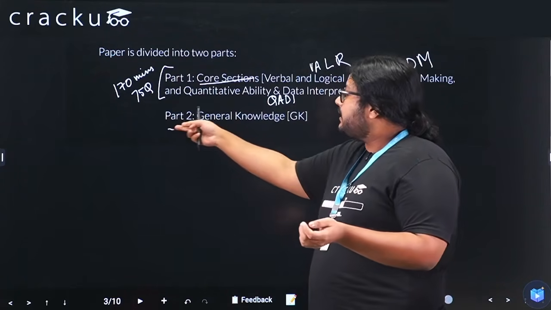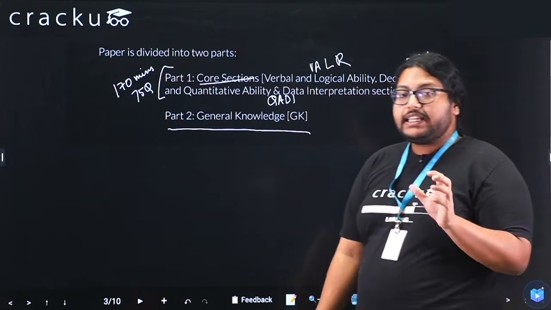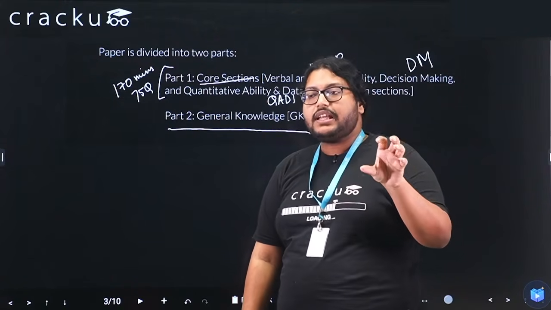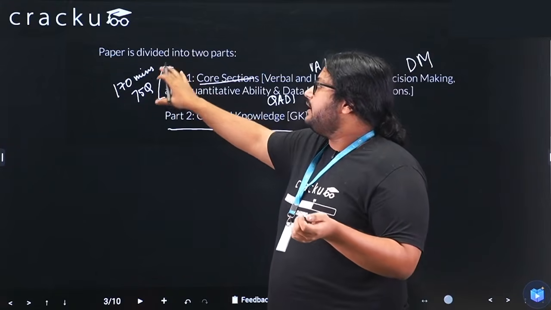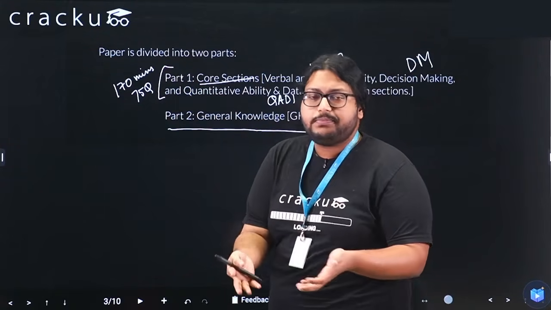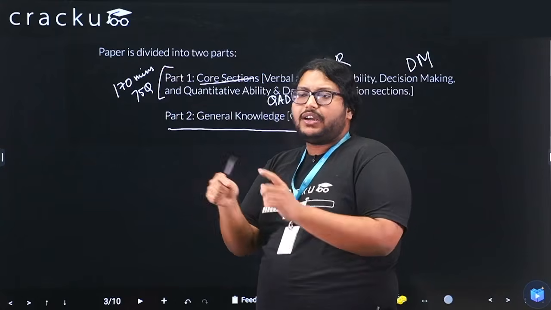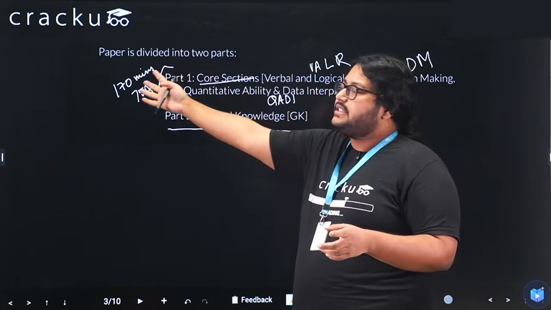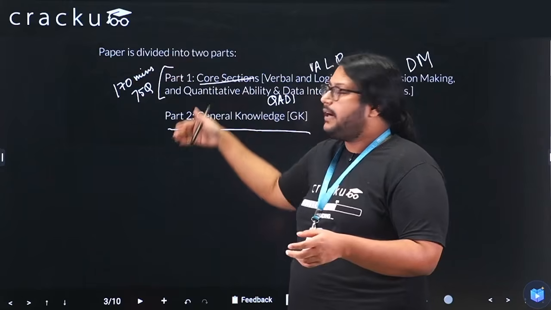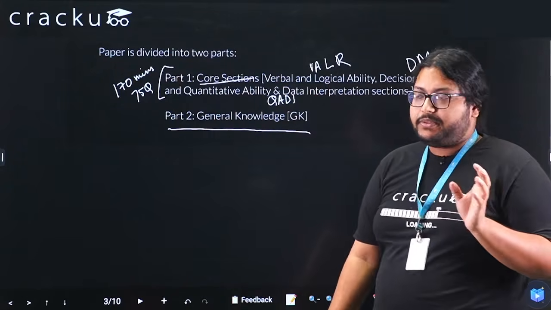Part 2 is the general knowledge part. In GK, we have 20 questions, and for those 20 questions, we have 10 minutes. Once you finish part 1, the paper automatically shifts to part 2. There is no logging out, logging in, anything like that. Immediately after you finish the first 170 minutes, part 1 will end and part 2 will start. That is how it operates.